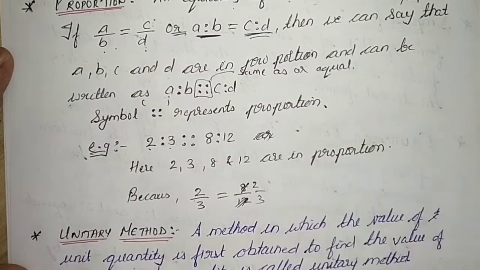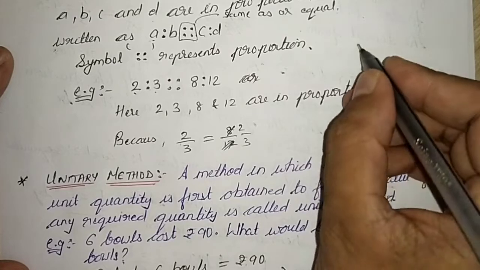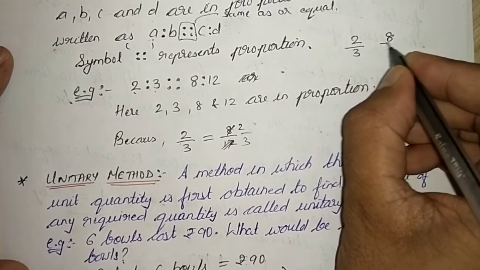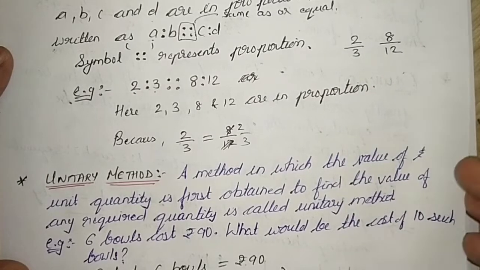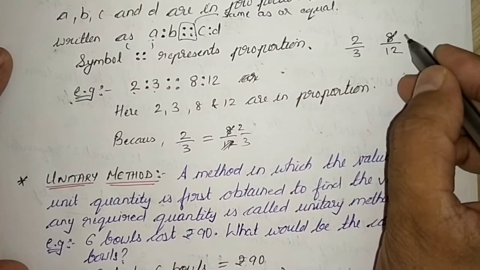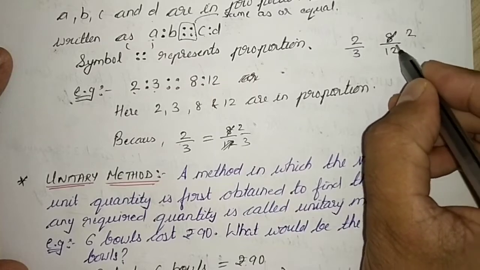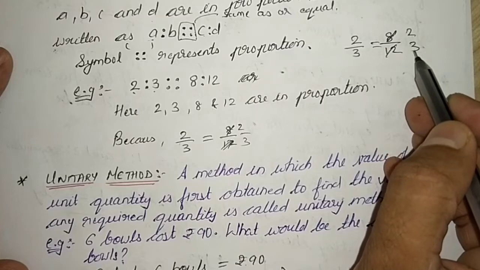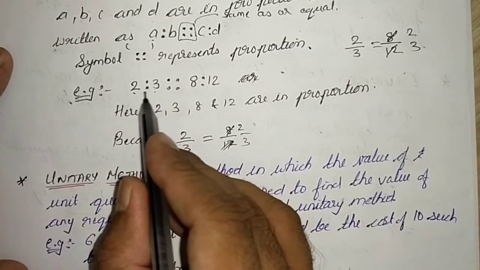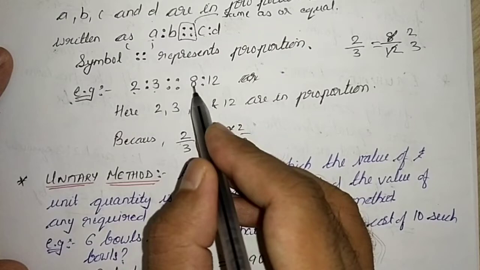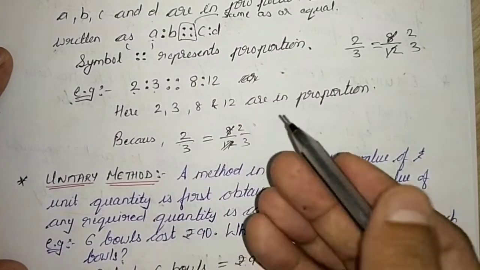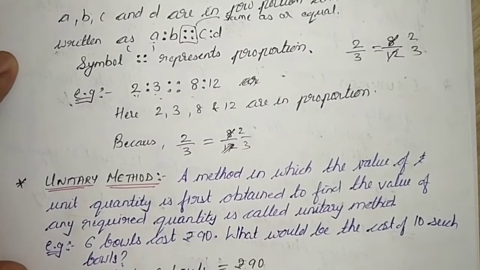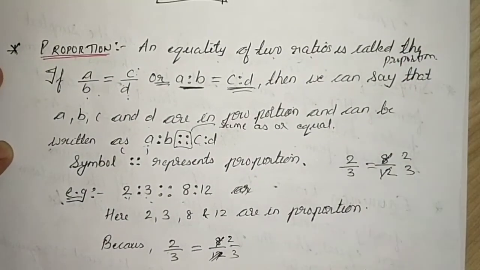We will see. We will keep them like this: 2 divided by 3 and 8 divided by 12. And let us check by cutting this 8 over 12 into simplest form. 4 2s are 8 and 4 3s are 12. We get 2 by 3 is equal to 2 by 3. So we can say that 2 is to 3 is same as 8 is to 12. And finally, we can say that 2, 3, 8 and 12 are in proportion. This is what explained in this portion.